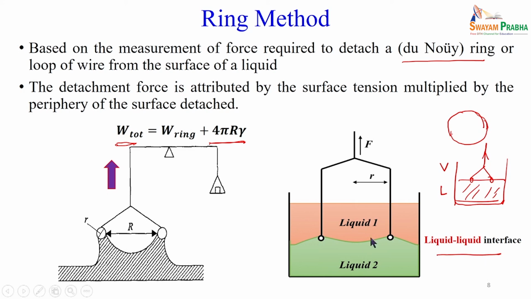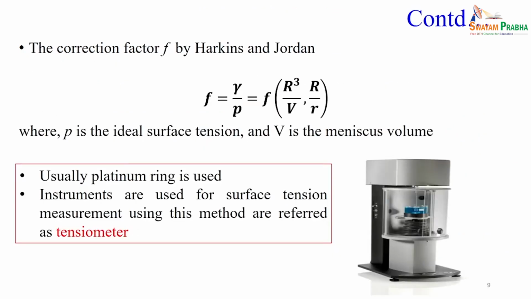We are having liquid 1 here and liquid 2 here, and at their interface we can bring the ring and we can pull it out. So, this method, the ring method, can be used for the measurement of liquid vapor interfacial tension as well as the liquid liquid interfacial tension.